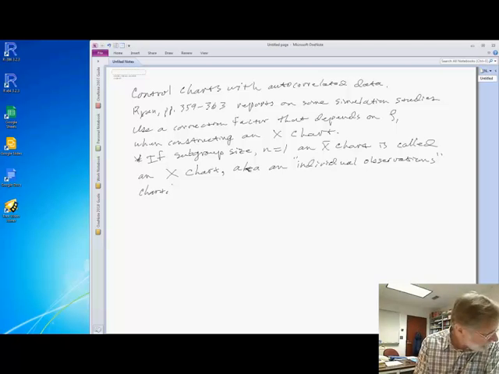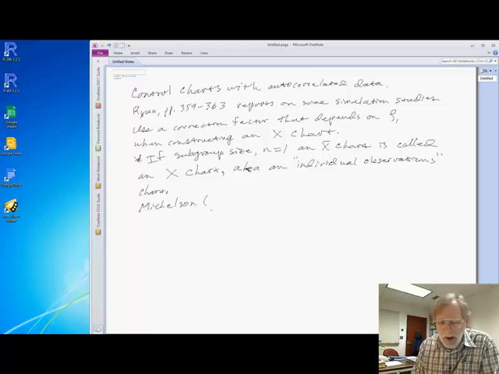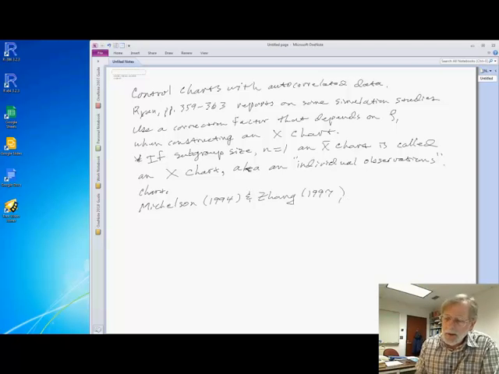So there's been a little bit of work on how to deal with the fact that you have autocorrelated data, but you're using control limits that assume independent sampling, i.e. zero autocorrelation. Well, Michelson in 1994, both of these are in Ryan, and Zhang, 1997, did the heavy lifting, and they did the simulation that showed how to correct for the problem of the control limits being too wide with correlated data if you use the Shewhart control limit formula.